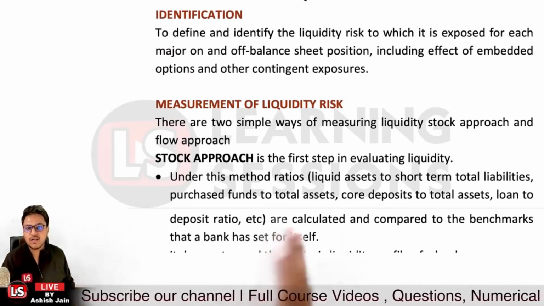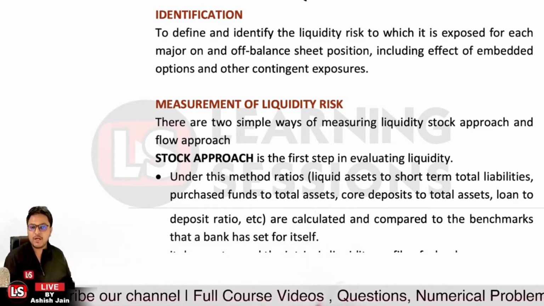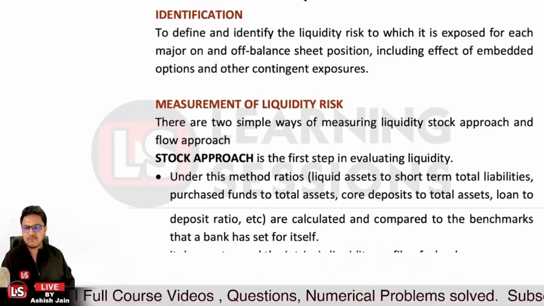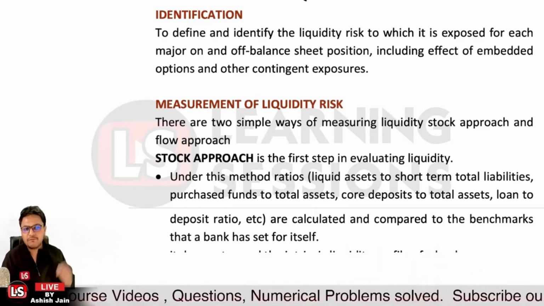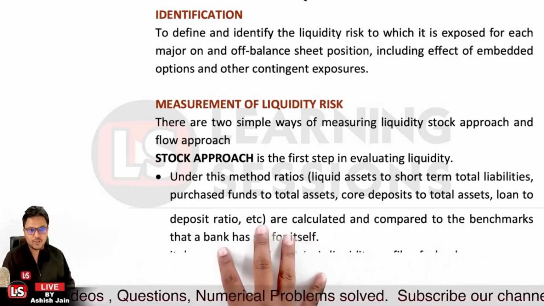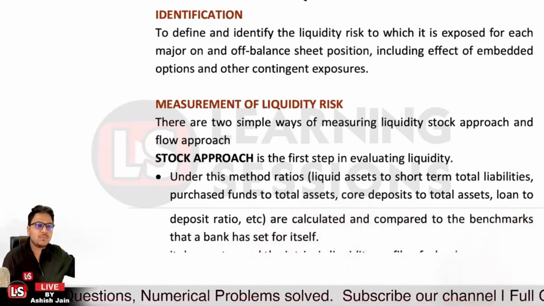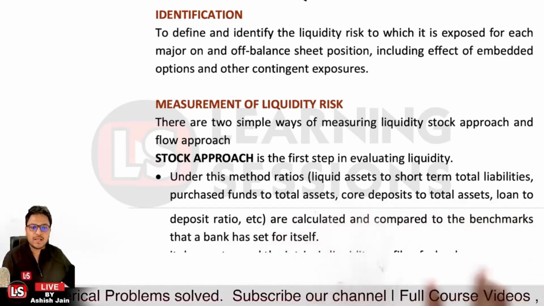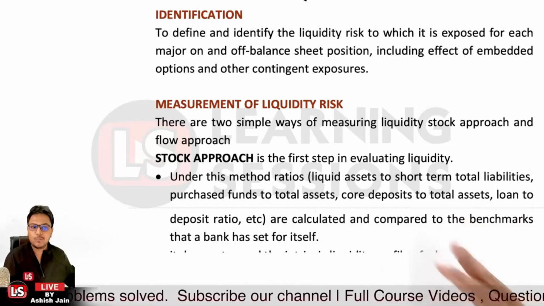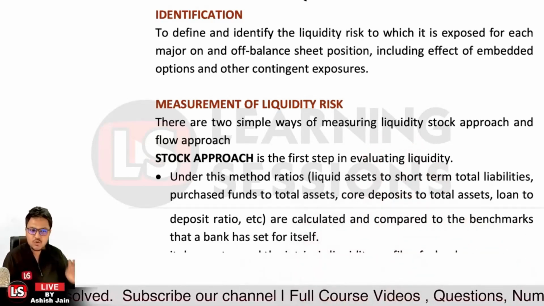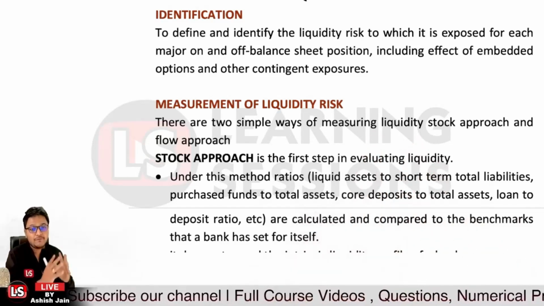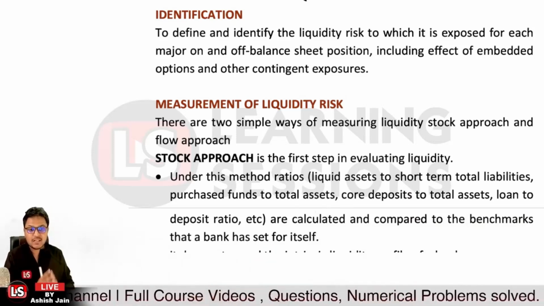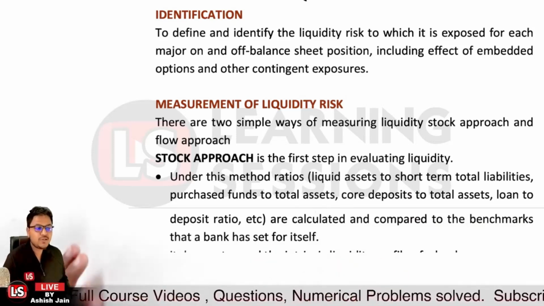As the name suggests, under the stock approach, first of all, we will be evaluating the stock of liquidity, that is, what stock of liquidity we have. Under this method, we will be calculating different ratios, like the liquid assets to short-term liabilities ratio, the core deposits to total assets ratio, or the loan to deposit ratio, etc. These different ratios will be calculated, and further these will be compared to the benchmark ratios which are set up by the bank itself. Okay, so that's the case related to the stock approach.